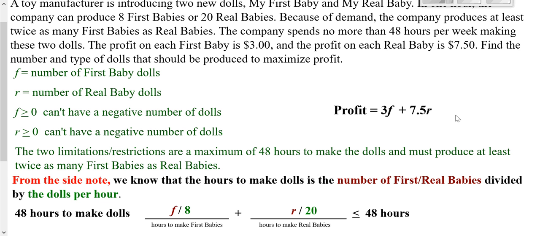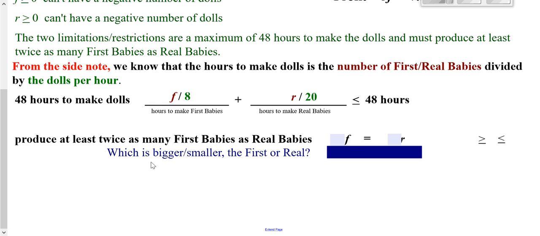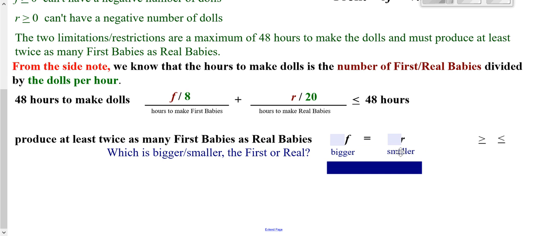So now let's consider the situation where we need to produce twice as many first babies as real babies. Now, suppose we had an equal sign here to begin with. It's not equals, but suppose we did. You want to think about, if we need twice as many first babies as real babies, which side is going to be bigger? Is F going to be the bigger, or is the real going to be the bigger one? If we need twice as many first babies, that means the first is the bigger one, the real is the smaller one. So you need to ask yourself, which side do I need to multiply by 2 so that they'd be equal?